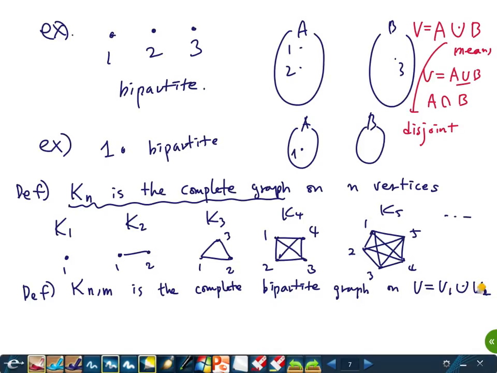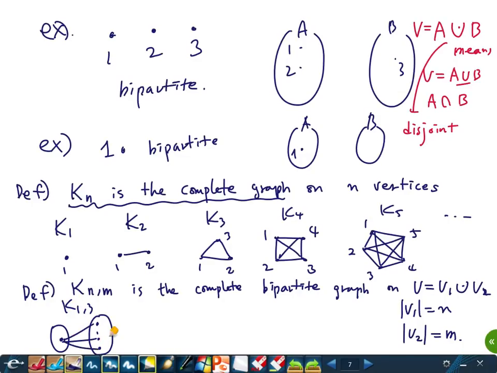We partition into two sets, where the cardinality of the first set is n, and the second set is m. So what is K_{1,3}? We have 4 points, 1 vertex on one side, 3 vertices on the other side, and it is a bipartite graph. That means edges are always between one vertex from one side and another vertex on the other side. And complete bipartite means you have all possible edges, so you connect everything possible.